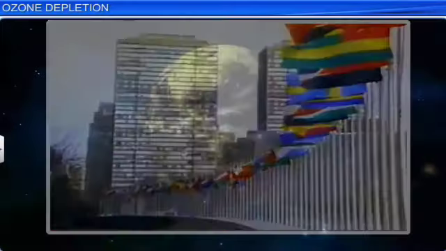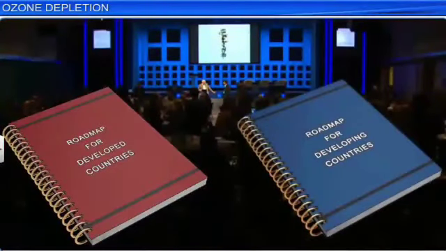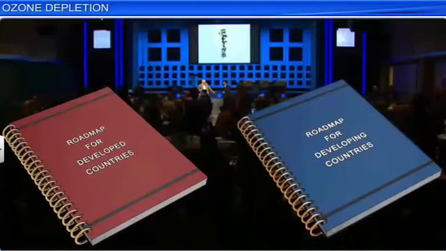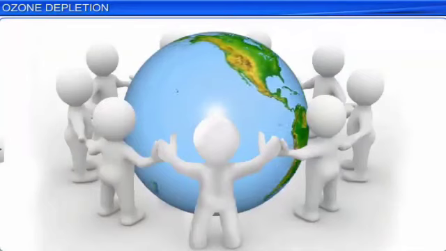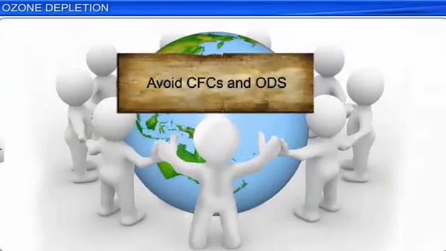Several other measures have been taken and protocols laid down, with separate roadmaps for developed and developing countries, to ensure a reduction in the emission of CFCs and other ozone-depleting substances or ODS. We too can prevent and control the depletion of the ozone layer by avoiding the use of CFCs and other ODS.